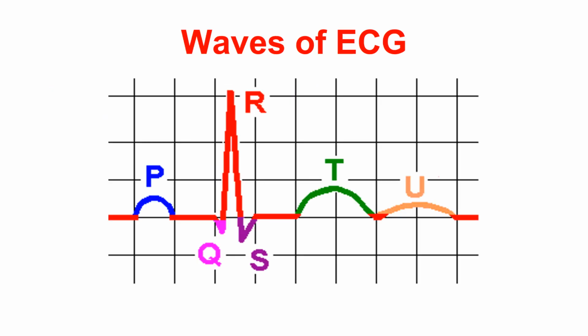Waves of ECG. P wave represents atrial depolarization. QRS complex represents ventricular depolarization. T wave represents ventricular repolarization. U wave represents repolarization of the papillary muscles or Purkinje fibers.